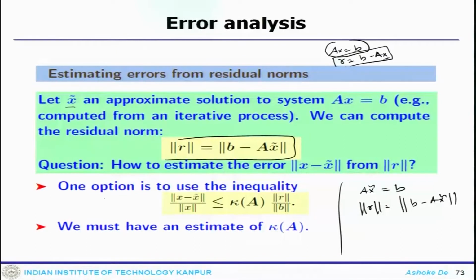From this, one point is to use the inequality that the norm of x minus x prime divided by the norm of x is less than the condition number of A times the norm of R divided by the norm of b. So, this plays a crucial role, and along with that the condition number also comes into the picture to find out that system.